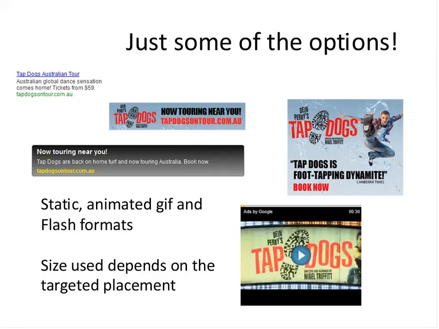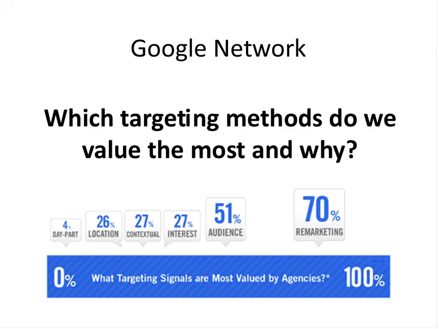These are just some of the options on the Google Display Network. So a text ad in the top left, various sizes of static image ads, flash ads or animated GIFs, video ads, and then clickable overlays. So the size really depends on your targeted placement.